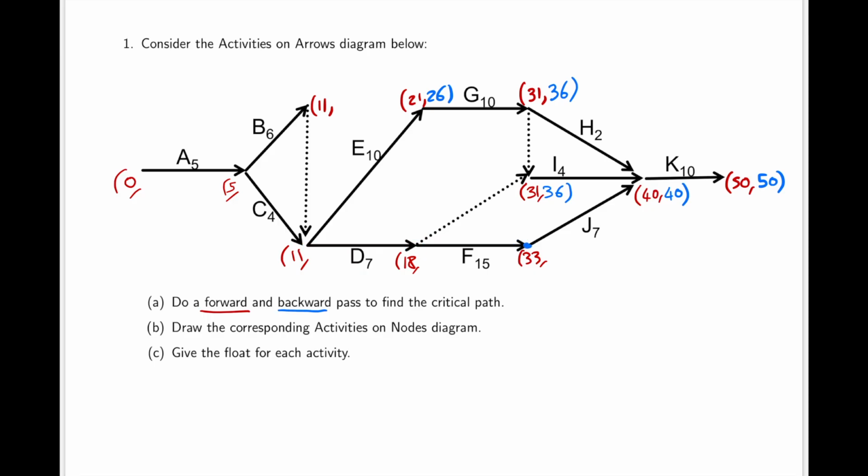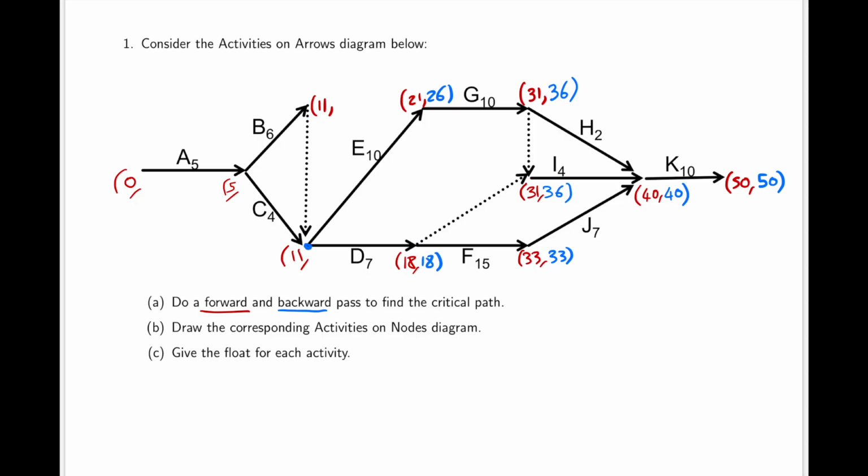So let's consider this node. The latest time we want to reach here would be 40 minus 7, which would be 33. So analyse this node. The latest time we want to reach this node would be the minimum between 36 minus 0 and 33 minus 15, which will give us 18.